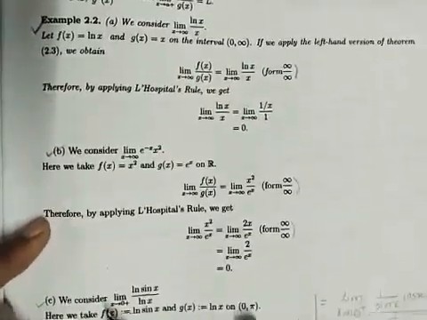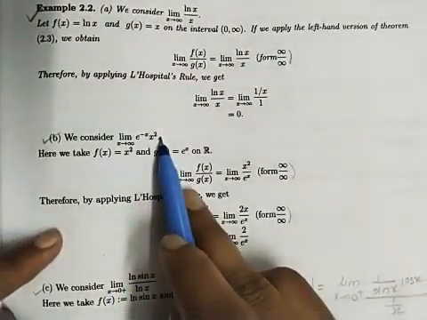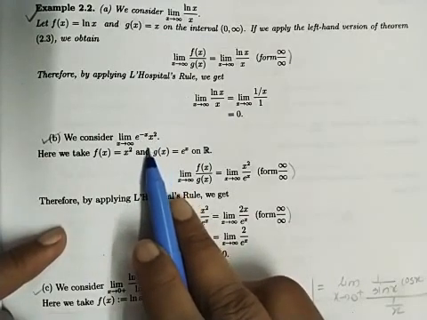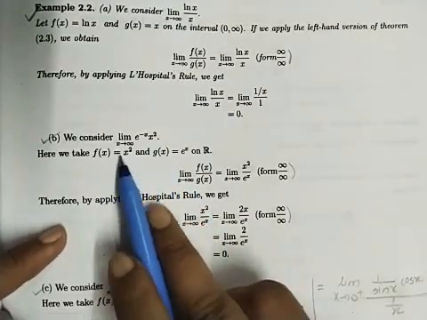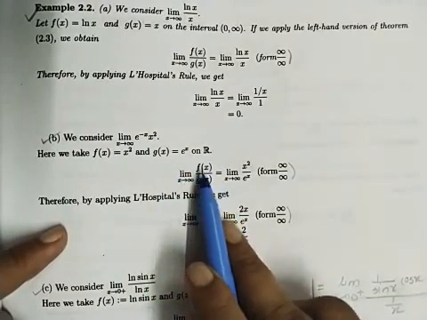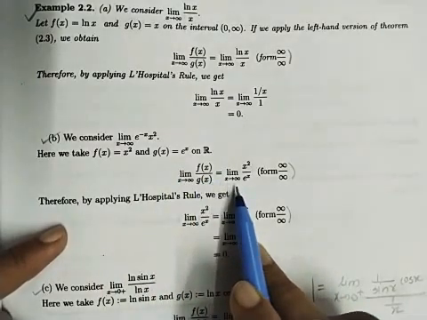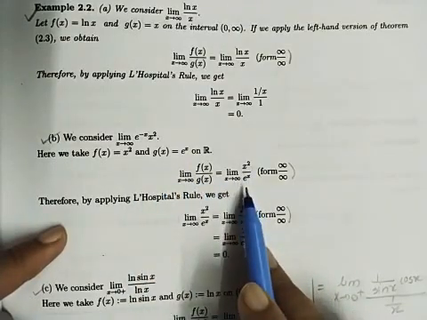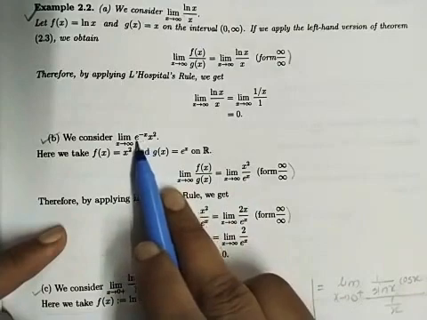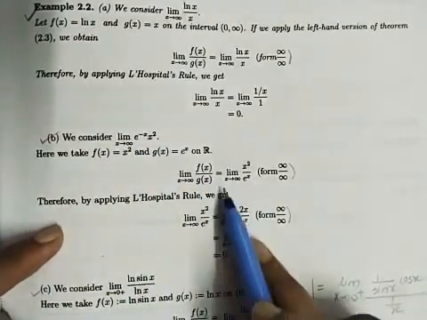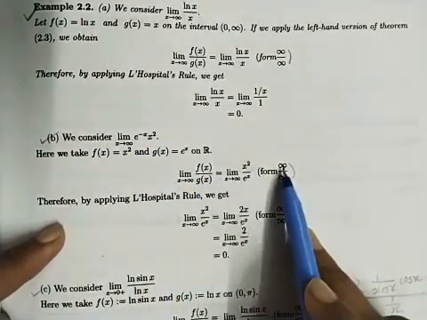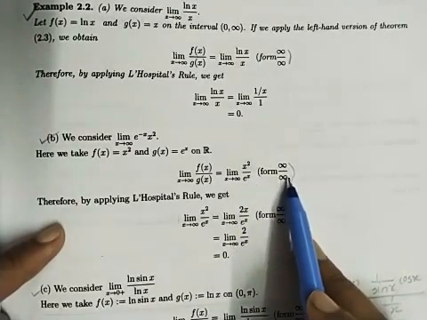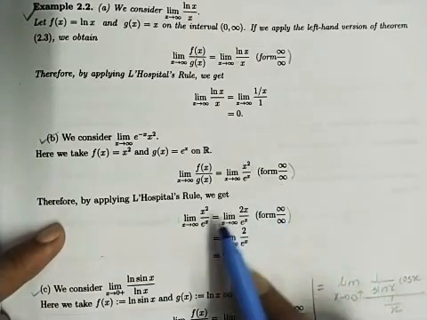Second example, e raised to minus x, x square. We can write this function as x square upon e raised to x. So we have taken f(x) as x square, g(x) as e raised to x. So limit x tends to infinity of f(x) upon g(x), where f(x) is x square and g(x) is e raised to x. If we apply the limit here, what we get? Infinity square, that is infinity, upon e raised to infinity, infinity. So it is of the form infinity upon infinity. So we apply L'Hospital rule.